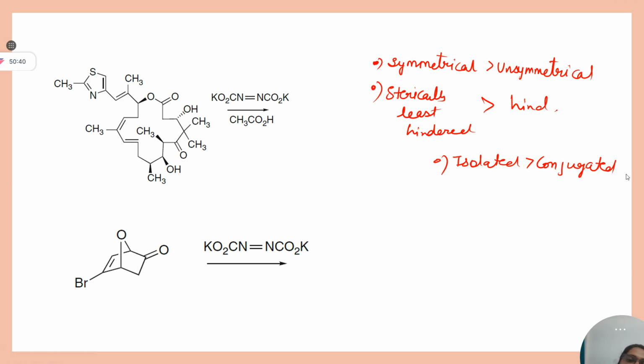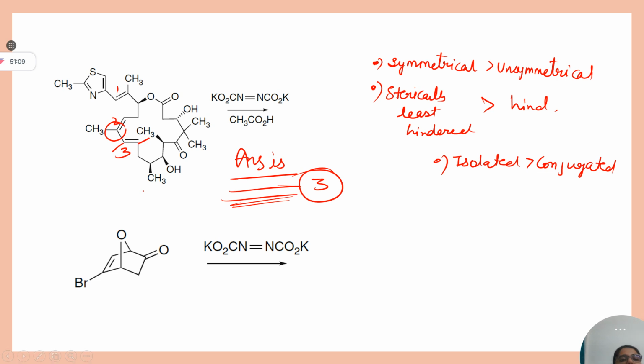Now, for this part, let me number 1, 2, 3. Now tell me among these three numbered olefins, which one will be your most reactive for this reagent? And the correct answer is option number 3. It is disubstituted, disubstituted. It is monosubstituted, monosubstituted. So monosubstituted olefins come ahead of your disubstituted ones, that is due to sterics.